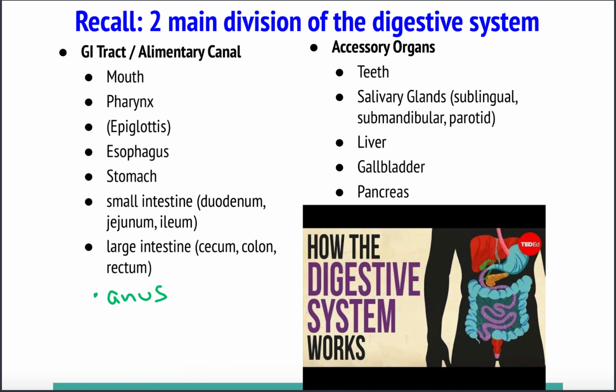All right, so there's two main divisions of the digestive system like we've talked about. We went over the GI tract or alimentary canal in the last lesson. In this lesson, we're going to go over the accessory organs. There are other accessory organs than this list, but I'm going to go over these ones only, though. For example, a tongue would be considered an accessory organ in your mouth in addition to the teeth.